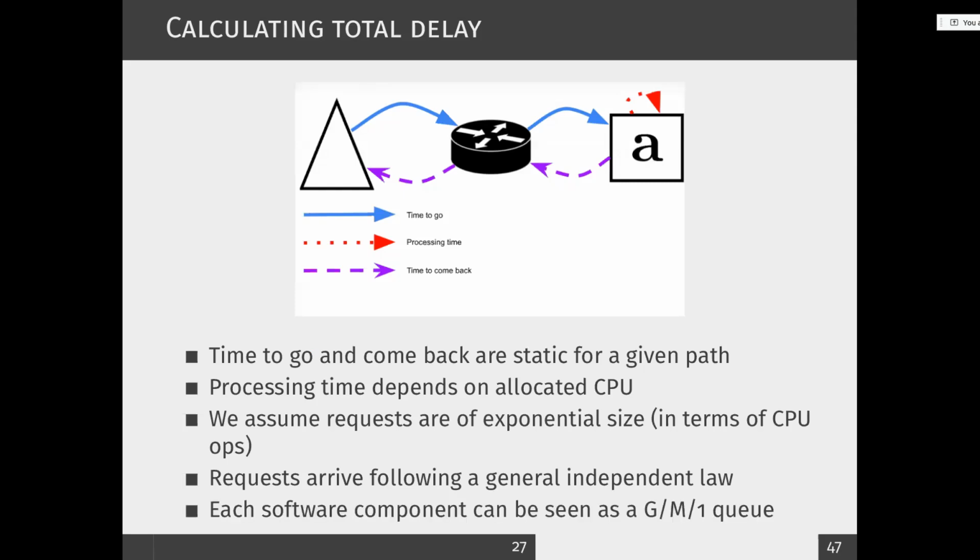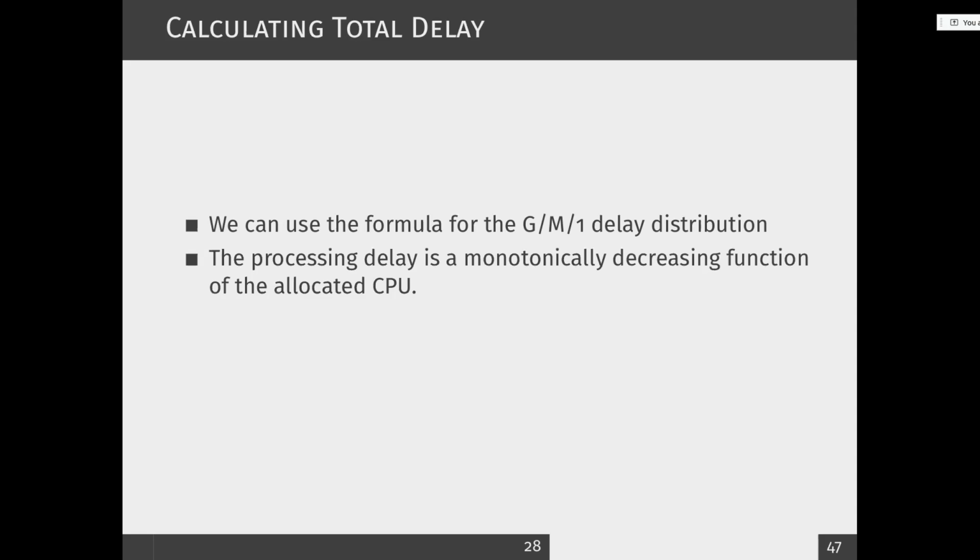Since this part of the delay is basically static, it depends only on the distance. The rest of the delay, the processing part, can be seen as a GM1 queue, which is nice because there's a formula to calculate the delay distribution of the GM1 queue. Although it's not that straightforward to use because it's not linear.